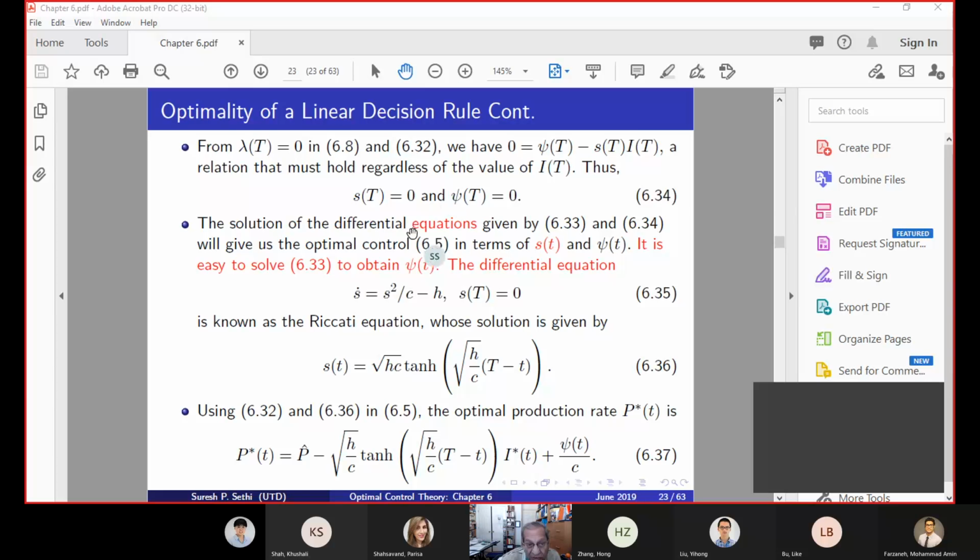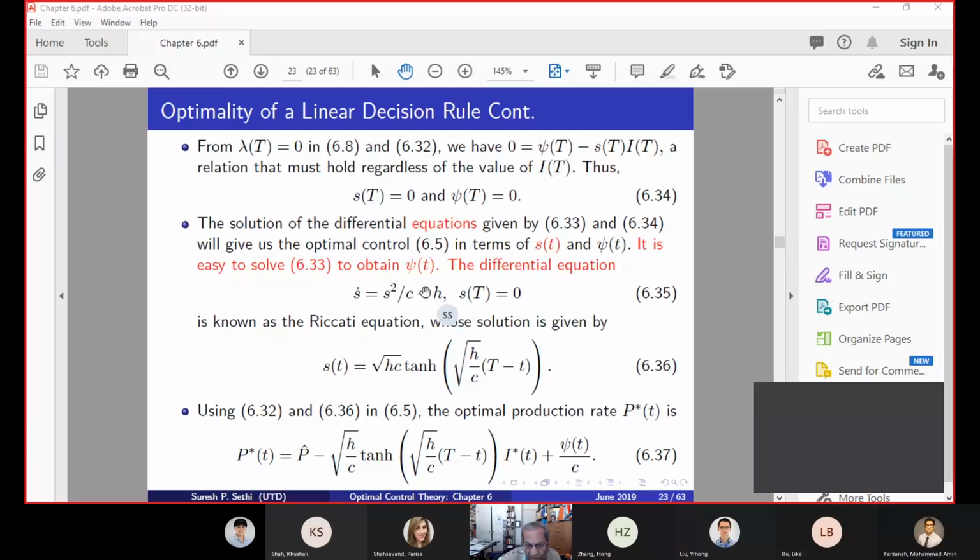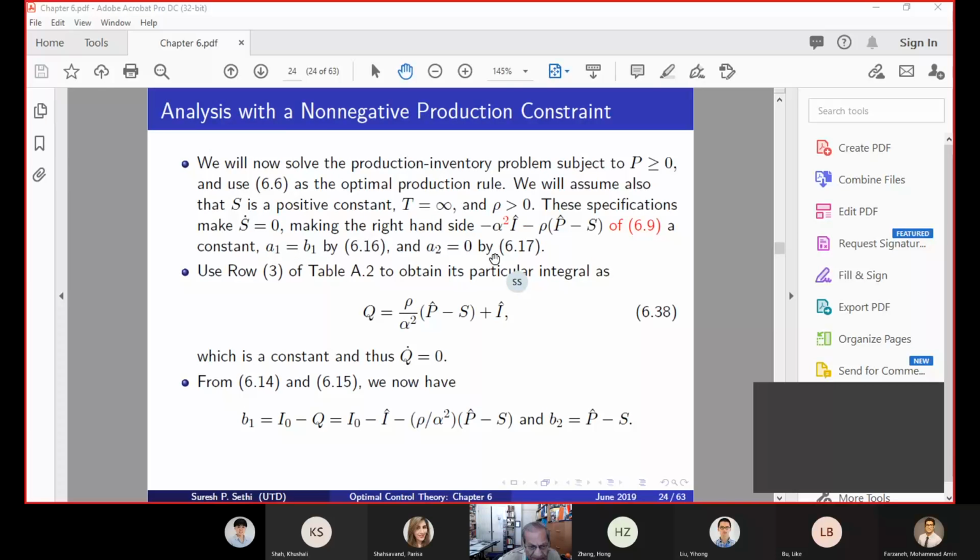And I wanted to do this because the Riccati equation is common in linear quadratic problems. So I want to give you this little formulation by Bensoussan that is sitting in here.